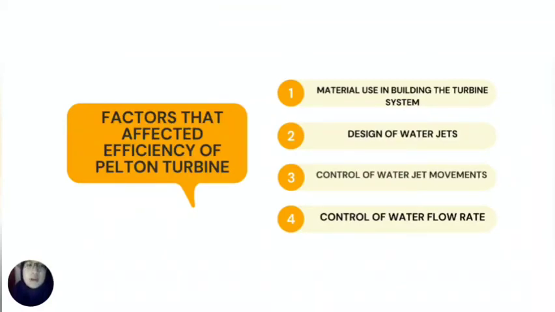For question number 3, what factors affect the efficiency of a Pelton turbine? First, the type of material used to build the turbine system. Different material, different efficiency based on weight and shape. Second, the design of the water jet. Third, control of the water jet movement. And last, control of the water flow rate, which will affect the efficiency of the turbine. There are many factors, but I chose these four.